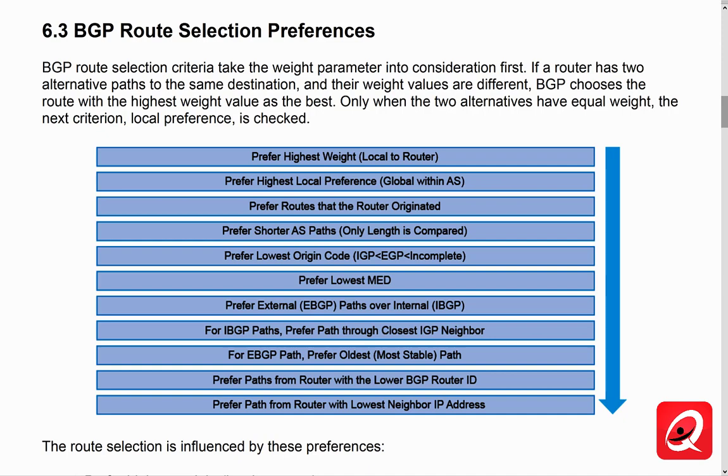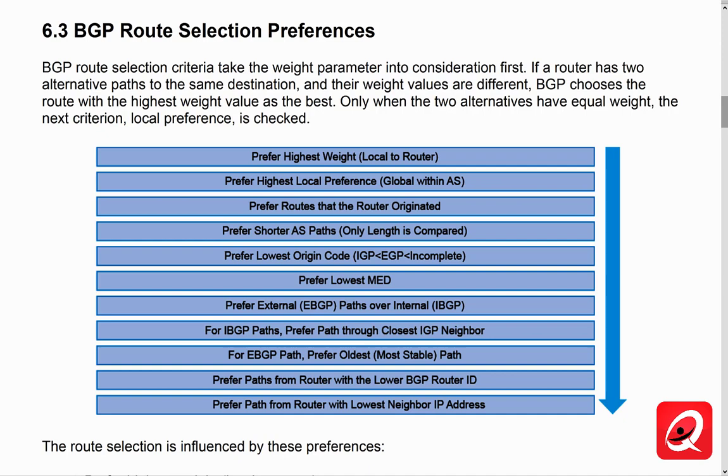Then we prefer the path with the lowest multi-exit discriminator. This is what we refer to as a non-transitive optional attribute. But multi-exit discriminator is only going to be selected for choosing how I reach an autonomous system. That attribute is set from the receiving autonomous system. It's not set within my own autonomous system. All right. We'll get into the detail of these, as I mentioned, in a little bit.